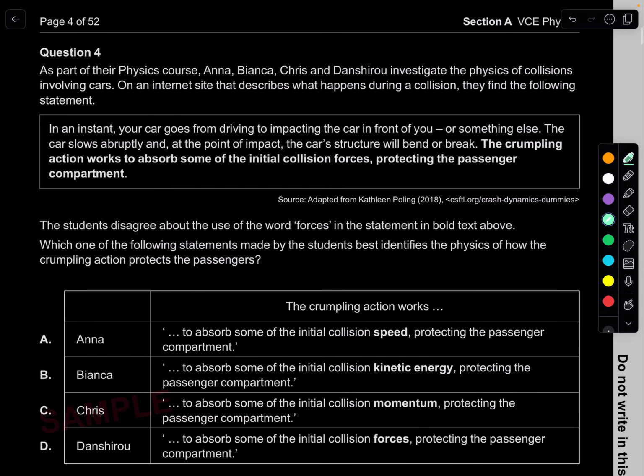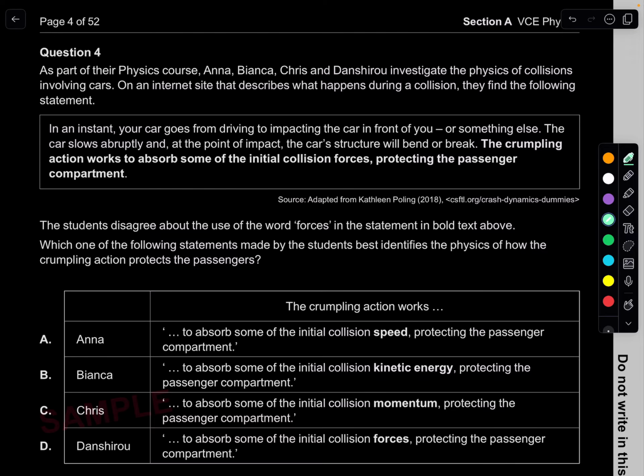As part of the physics course, Anna, Bianca, Chris, and Danishru investigate the physics of collisions involving cars. On an internet site that describes what happens during a collision, they found the following statement. In an instant, your car goes from driving to impacting the car in front of you or something else. The car slowly abrupts, and at that point of impact, the car structure will bend or break. The crumbling action works to absorb some of that initial collision forces, protecting the passenger compartment.